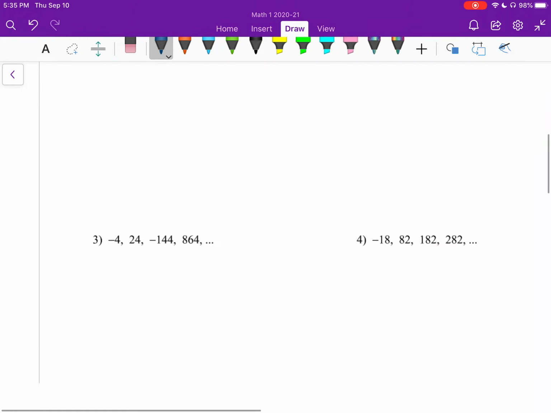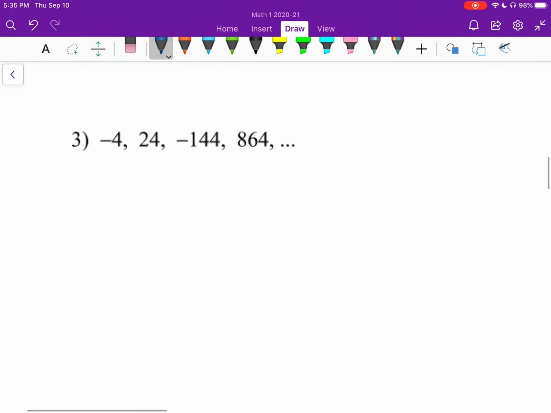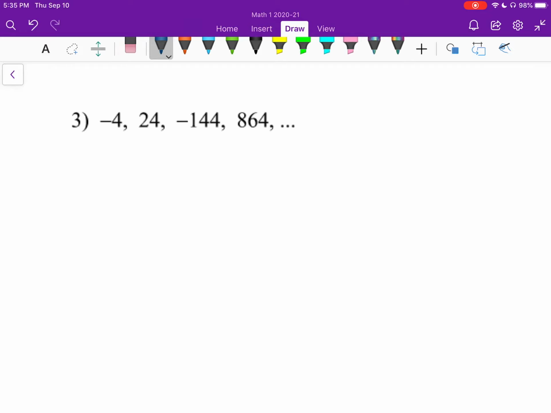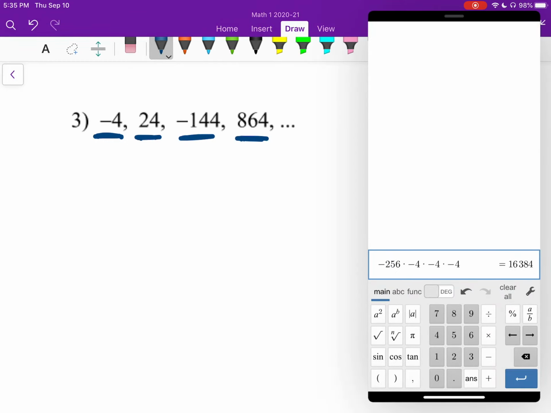Number 3. All right, so we look at this and we see that it's negative 4, positive 24, negative 144, positive 864. So it went from negative to positive. That's a good indicator that we're going to be multiplying here. I'm going to be multiplying by something, but I don't know what it's going to be.